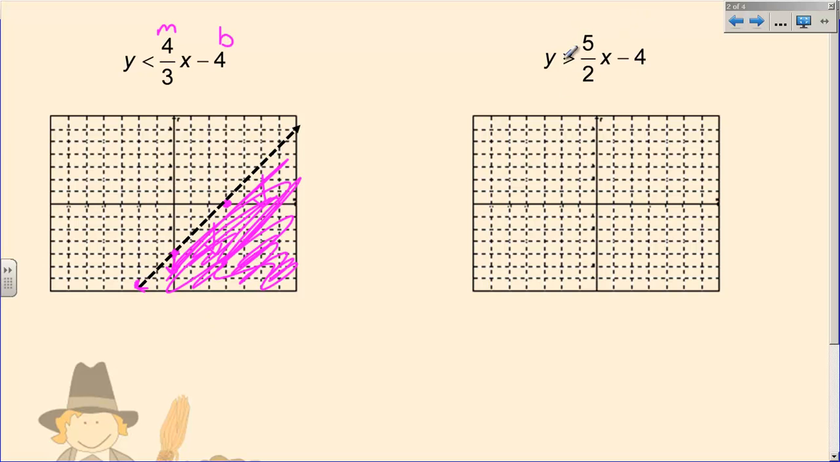So let's do the next one. I have y is greater than 5 halves x minus 4. So I'm going to graph again. I'm going to start at -4. But this time I have to go up 5 and over 2. So I'm going to go up 5 and over 2.